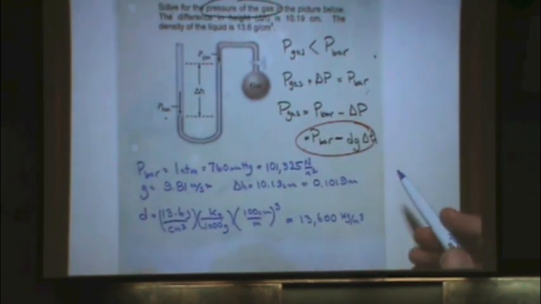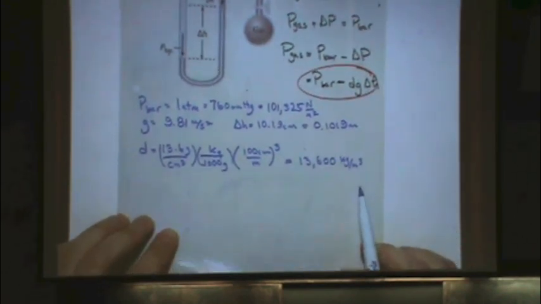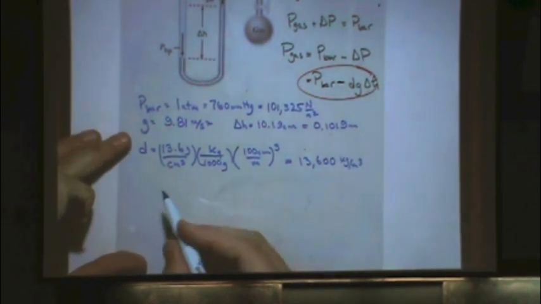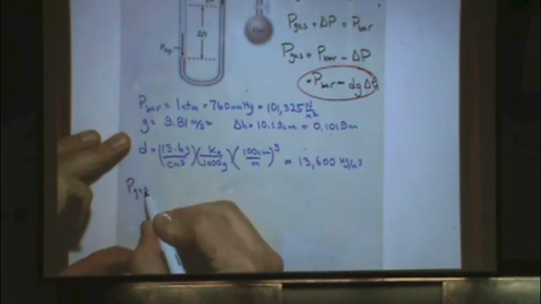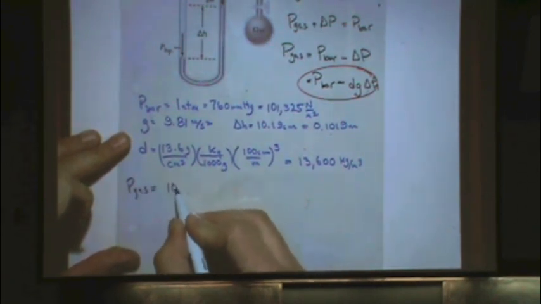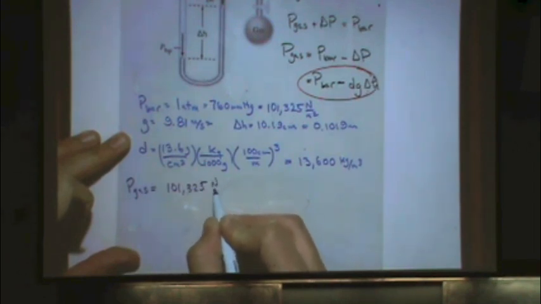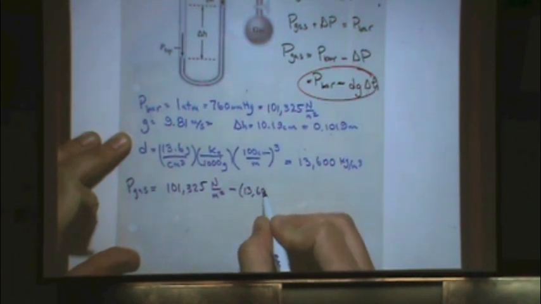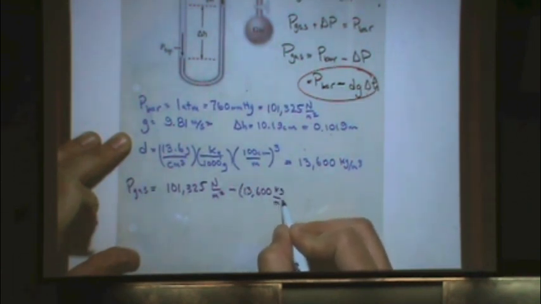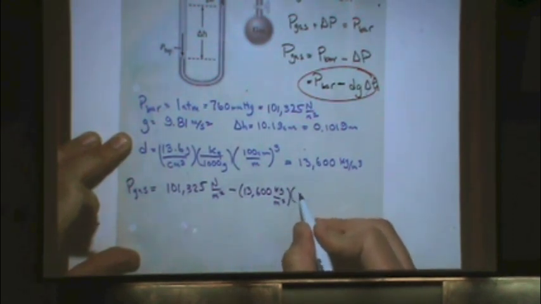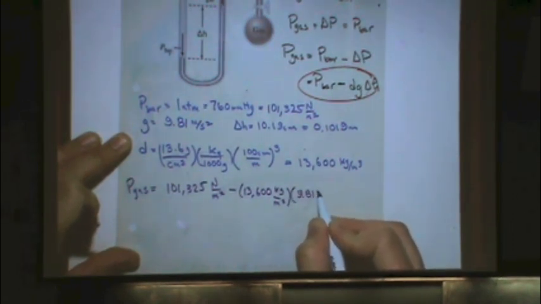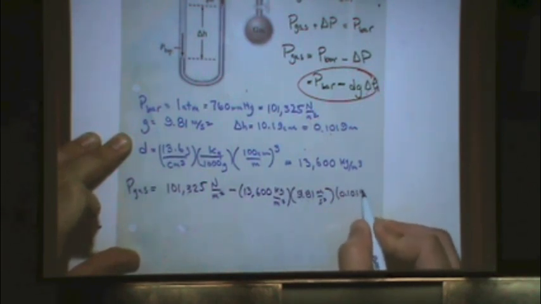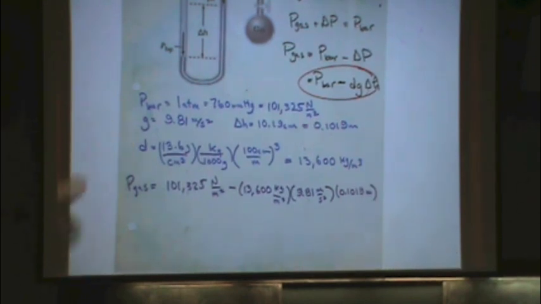All right, I have everything in SI units. I'm just going to plug in right now. So let's plug into that formula I have circled here in red, which is P gas equals P bar, 101,325 newtons per meter squared, minus density, 13,600 kilograms per meter cubed, times gravity, 9.81 meters per second squared, and then change in height. I found that to be 0.1019 meters.